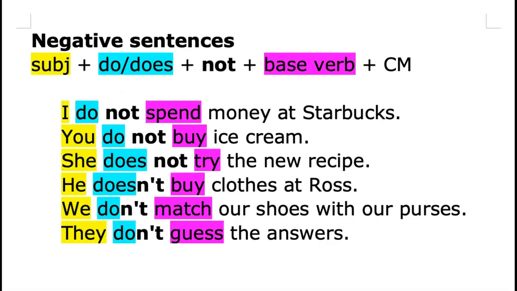Let's go back to our format and look at examples. Subject plus do or does plus not plus base verb plus complete meaning, words to finish off the sentence. I do not spend money at Starbucks. You do not buy ice cream. She does not try the new recipe. And now with contractions, he doesn't buy clothes at Ross. We don't match our shoes with our purses. They don't guess the answers.